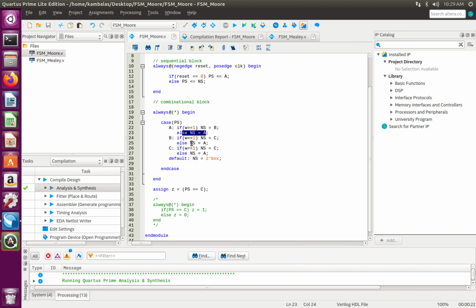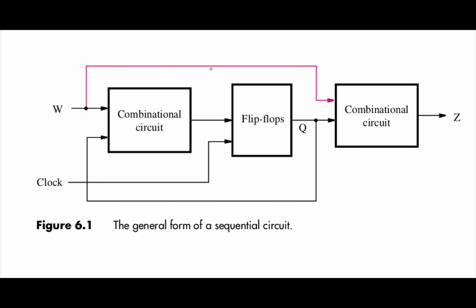The combinational block, if you observe this, worries about setting my next state, and my sequential block worries about setting my present state to my next state. So this is the feedback that I was talking about. If you remember from the general structure, there is this feedback. So the flip-flop gives me my present state, which goes to my combinational circuit, which will generate my next state, and so on and so forth.